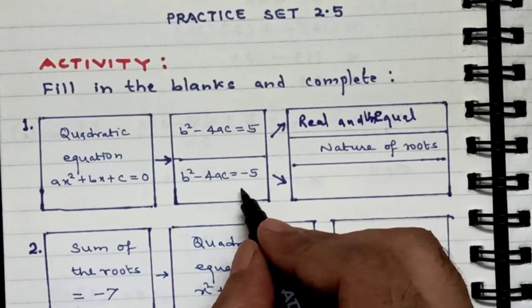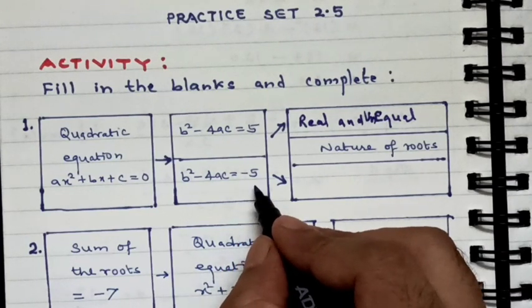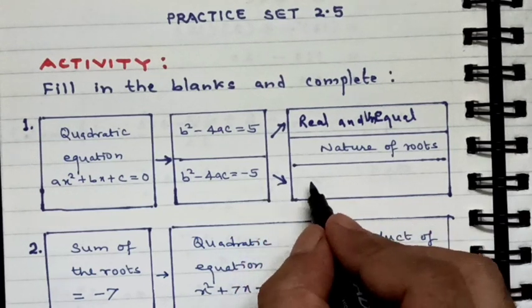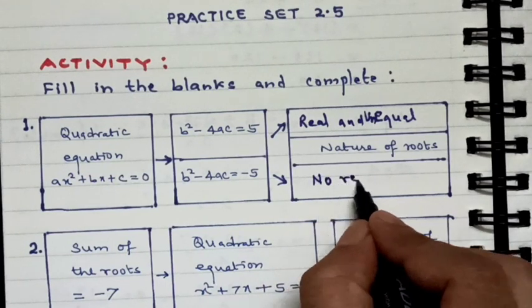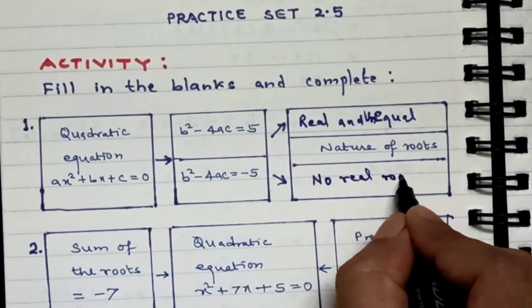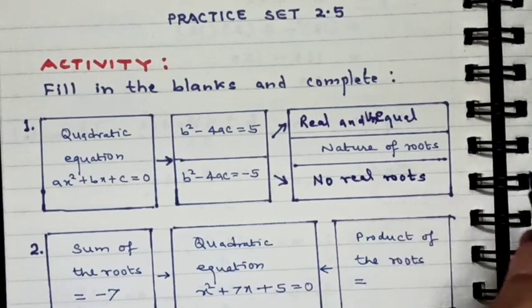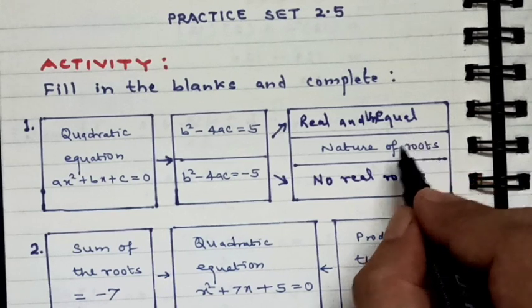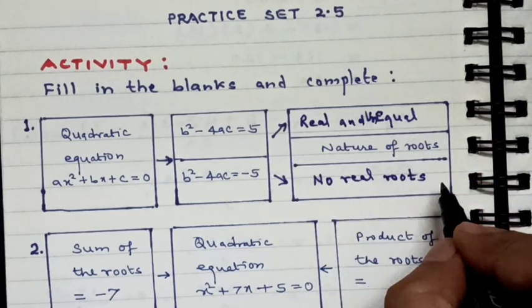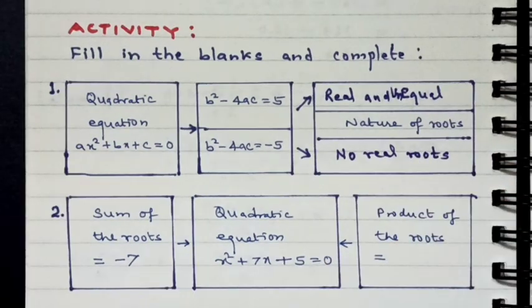When b square minus 4ac is minus 5, that means it is negative. Then the nature of the roots will be no real roots. So the first answer is real and unequal, and the second is no real roots. Question number 2.